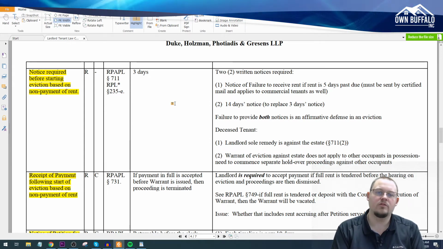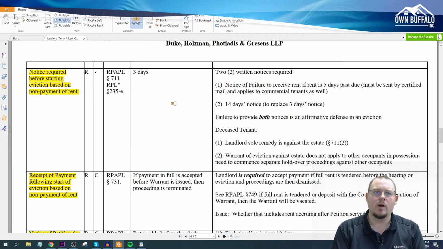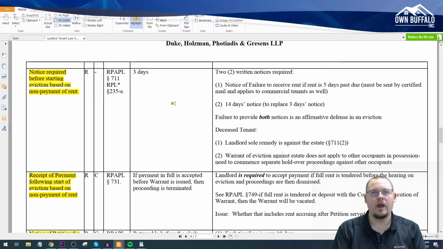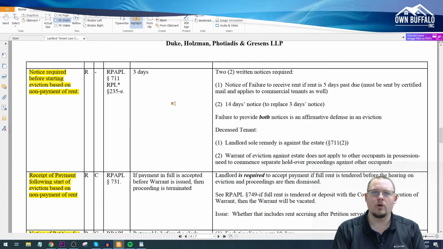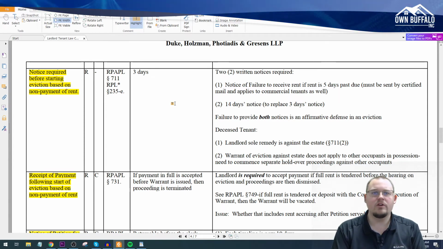New York State provides these for free, available on their website. You can download a form fill PDF of this. And now it's a 14-day notice as opposed to a 3-day notice when notifying a tenant that they are behind in rent. You also have to issue a 5-day notice, which can run concurrently with the 14-day notice, and that lets the tenant know that you do have intent of pursuing the issue in court if they fail to pay.